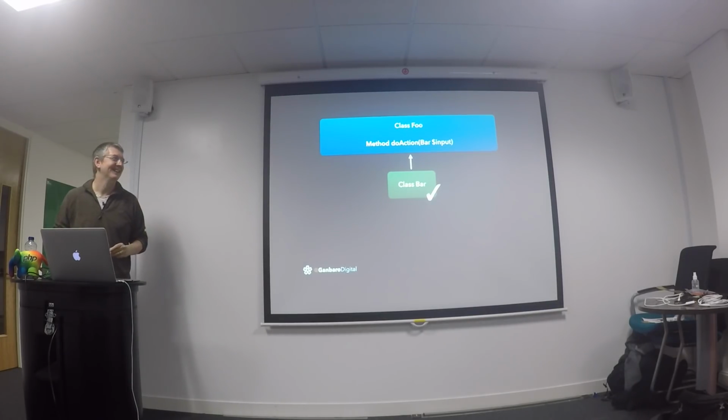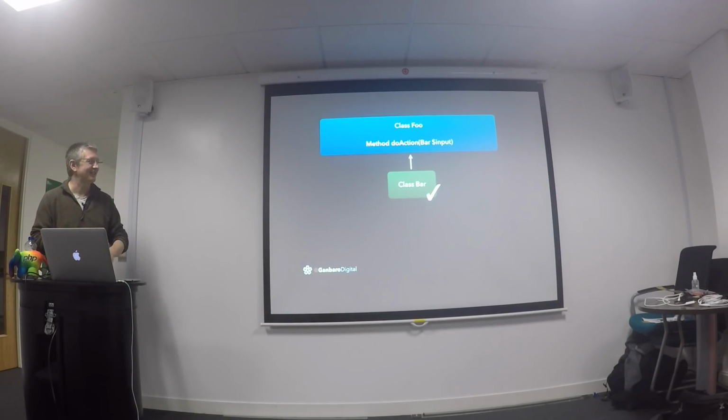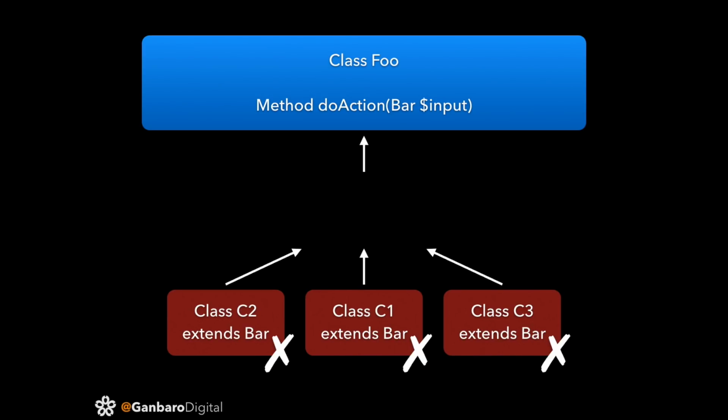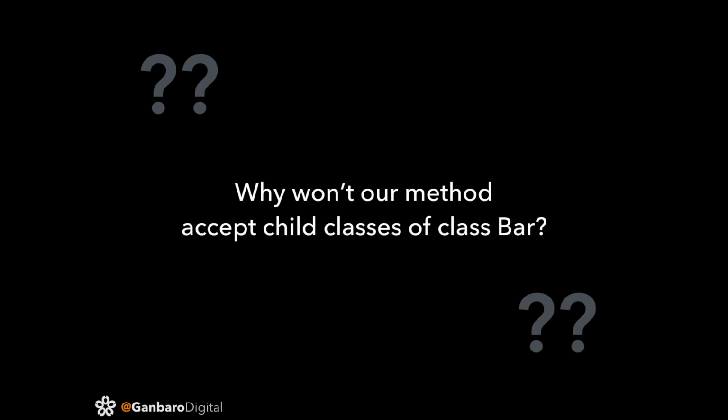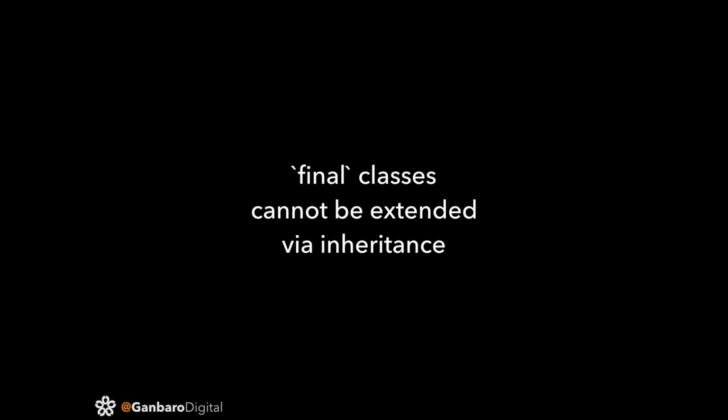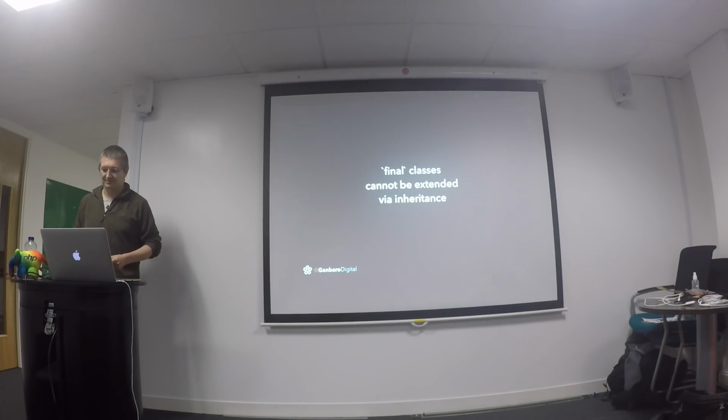It's not a trick question. Just make sure everybody's got the same understanding. So, final doesn't change where you can use bar itself. That still works. But we can't use the children anymore. Our child classes, our subtypes is the phrase I should be using. And as we've already discussed, it's not a case that it won't accept the children. It's a case that we can't create them. Final shuts down inheritance. You can't extend classes via inheritance if you mark them as final.